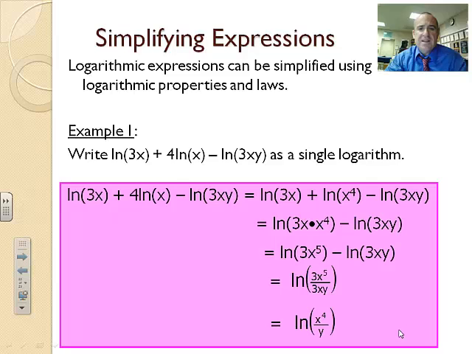We can put all that together by first moving the 4 up above the natural log. Then, because it's addition, we can multiply the 3x times the x to the fourth, which would give us 3x to the fifth. Then, since it's subtraction, we can divide 3x to the fifth by 3xy. The 3's and the x's cancel out, and there's your final answer, the natural log of x to the fourth over y.